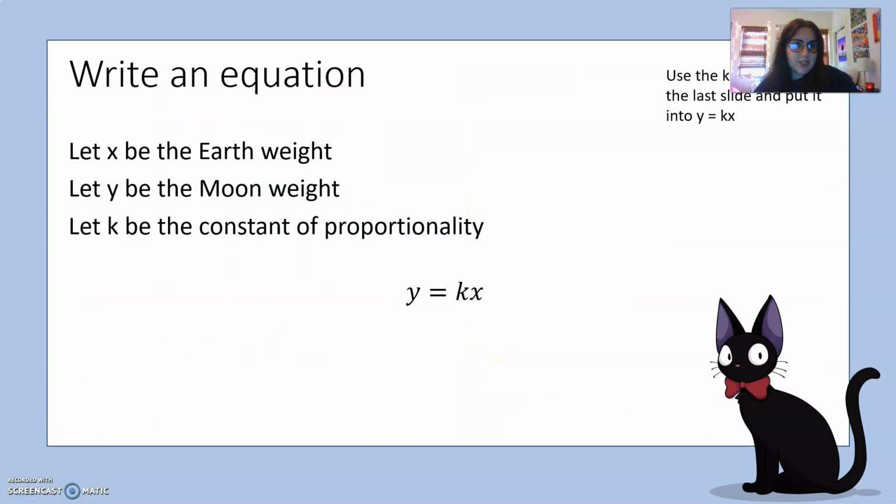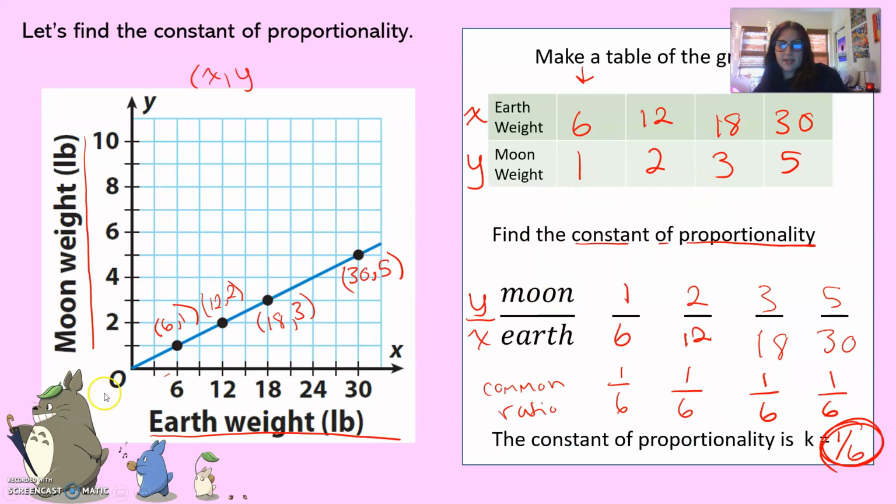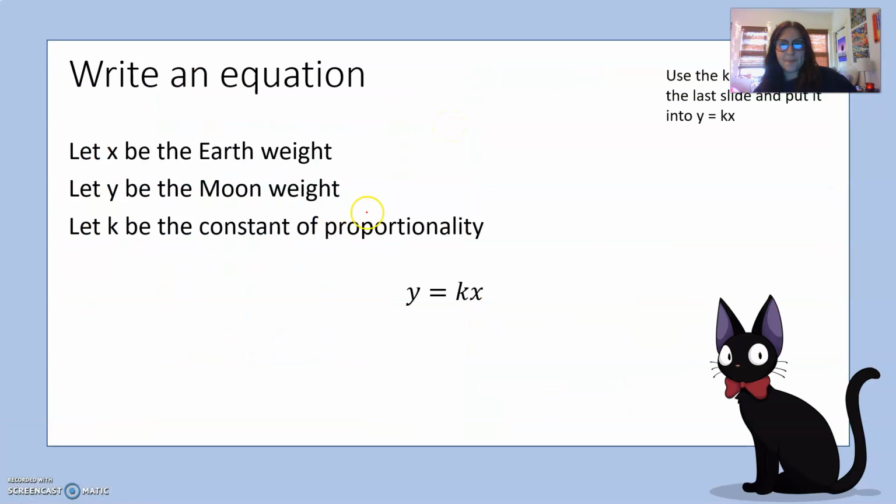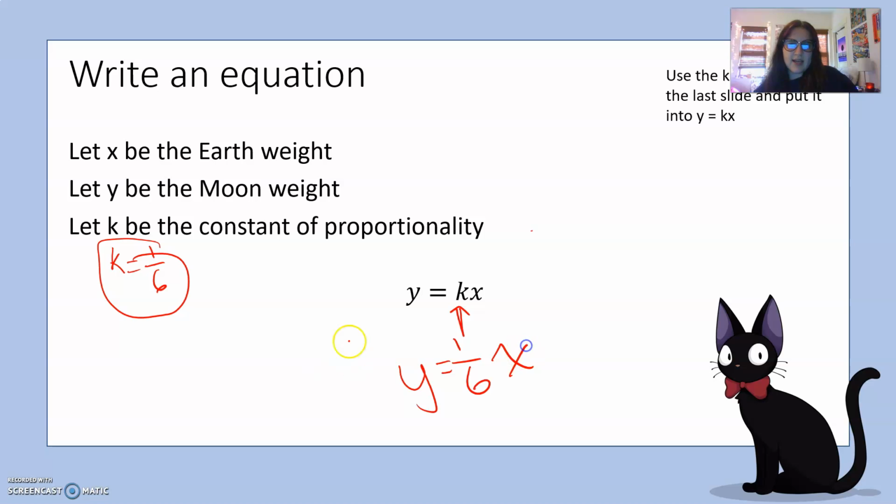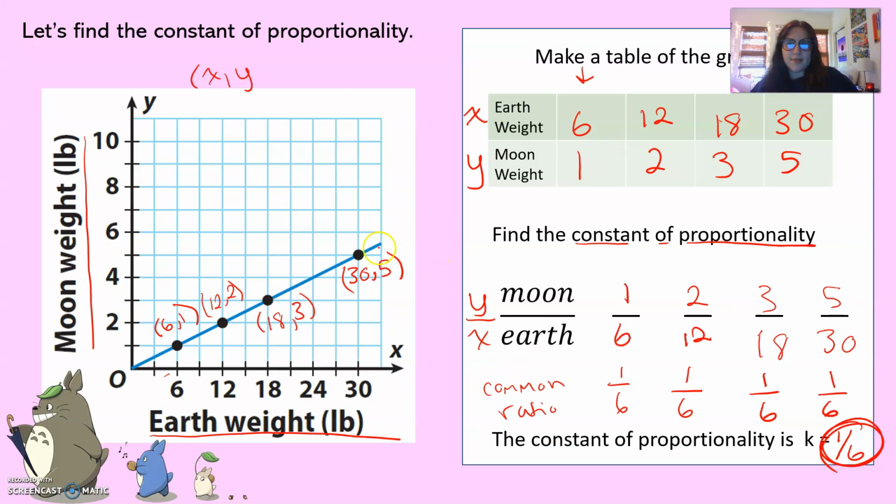Let's write an equation now for this. So I already said earlier that x is my Earth weight. Right down here I have x, Earth weight. I have my y, which is my moon weight. And we found our constant of proportionality, which is k equals 1/6. I just want to write an equation that models this. So we found k in the last slide, and we're going to put it into this form, y equals kx. So my k is here, and I can write y equals 1/6 x. And this equation models this relationship.